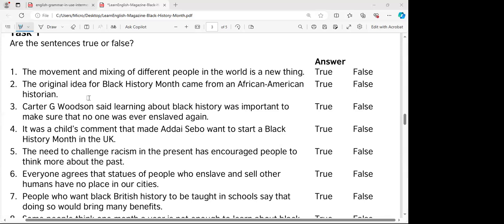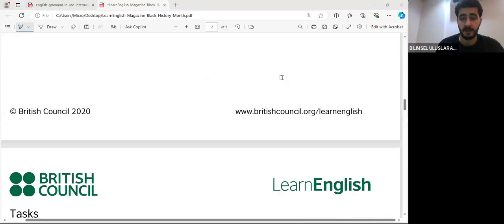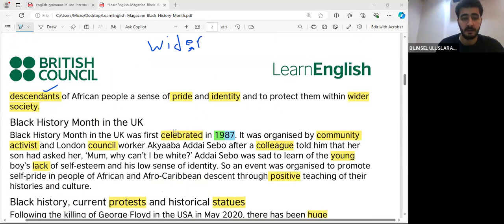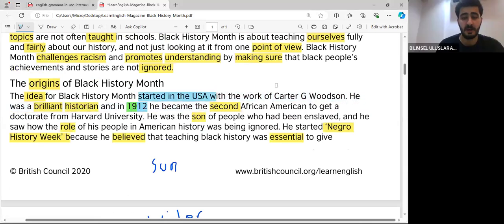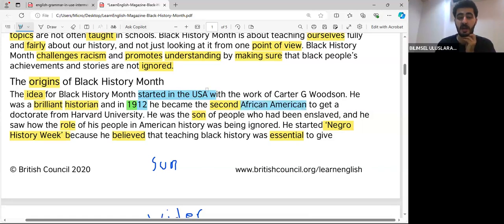Okay. The original idea for Black History Month came from an American historian. Actually, it's true. Good job. It says it right here. It started in the USA, but he didn't mention yet that he was African American. Then what did it say? He became the second African American to get a doctorate from Harvard University. Of course he was the first to start it, but the second to get a doctorate. Second African American, so he's African American. That is true.